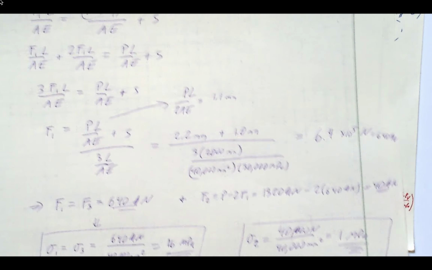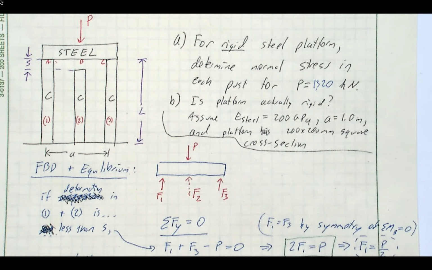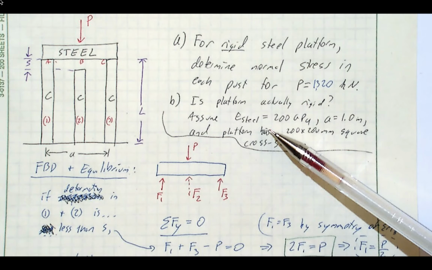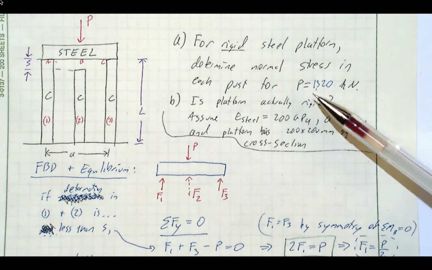So now part B, going back to the problem statement, this asks, is our platform actually rigid? Is that a safe assumption? Well, let's assume that this is steel, so it has an elastic modulus of 200 gigapascals. It's not going to deform as easily as the concrete.